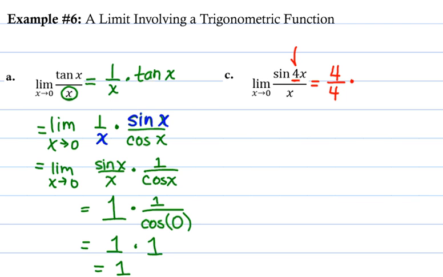It's kind of inconveniently there, so I need to do something to make the bottom, the denominator, look like this value right here. So I'm going to make the denominator look like 4x. And the only way to do that is to multiply it by 4. But I can't do that just to the bottom, so I'm going to do it to the top also.